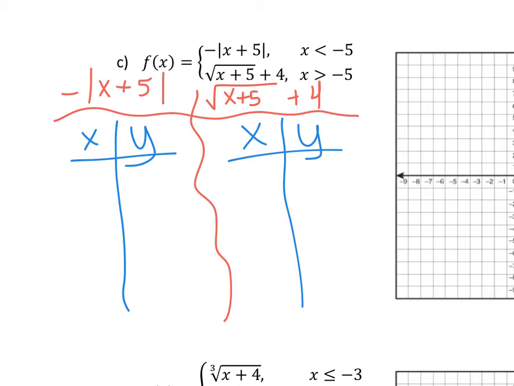Okay, our first part of the piecewise function is for x values less than -5. So -5, -6, -7, -8. You just want to do 4 or 5 points if you can. And for these, you can plug it into your calculator, into your y equals.